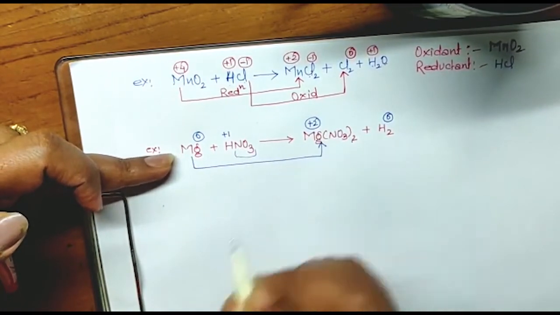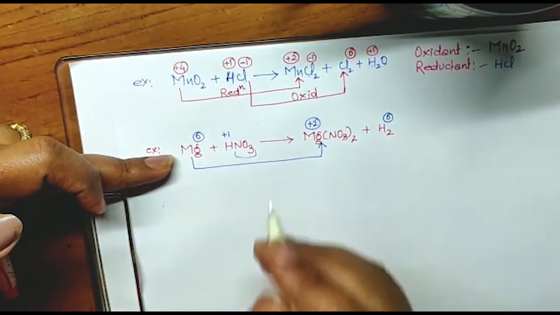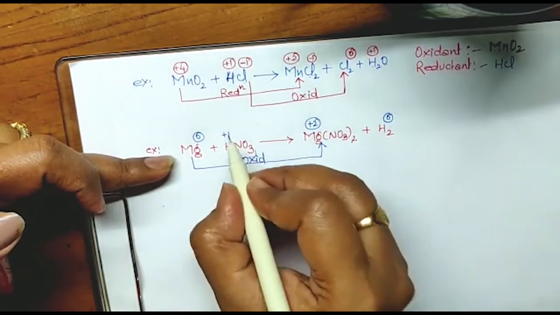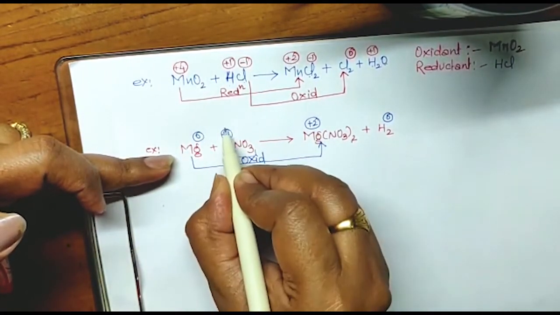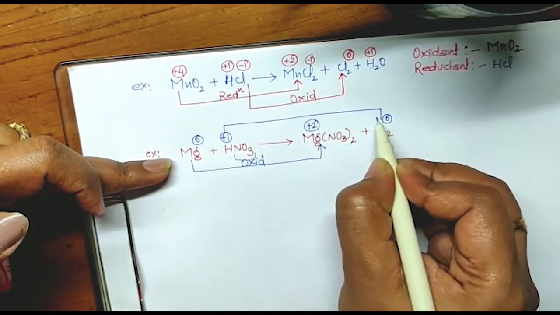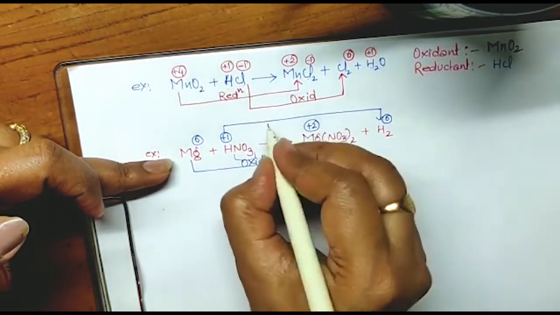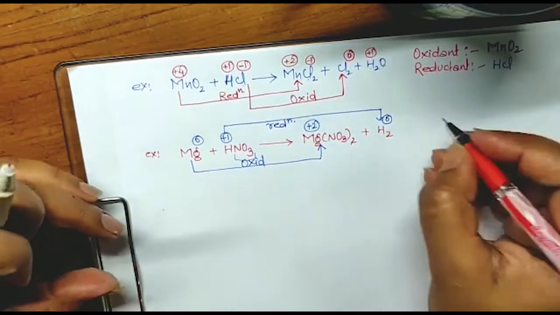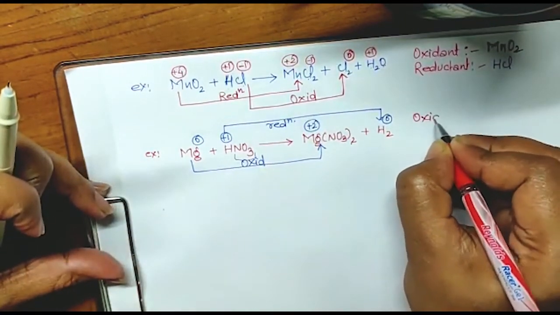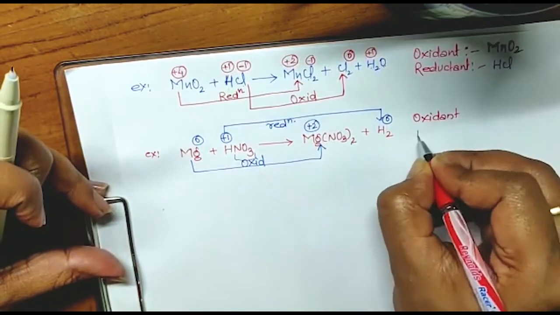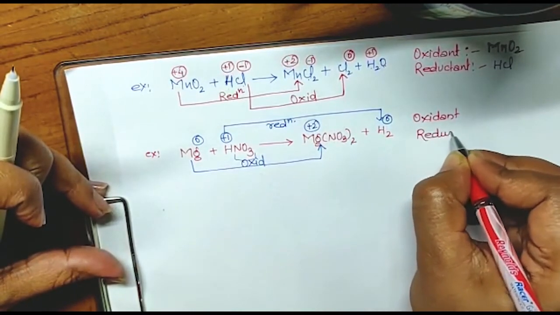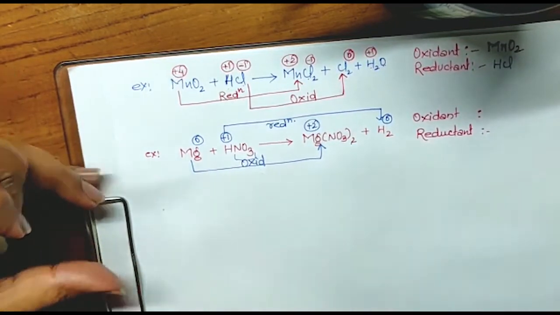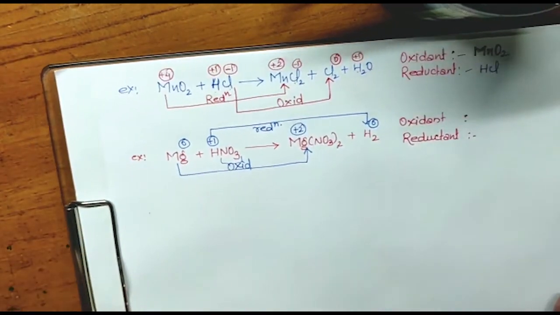What is happening here? Charge is increasing. So this is called oxidation, isn't it? And here H +1 to 0. What is happening here? Charge is decreasing. Reduction. Yes? So if I will ask oxidant in this case and reductant in this case, just write the question, pause the video and practice it. Okay. So which one is oxidant here?